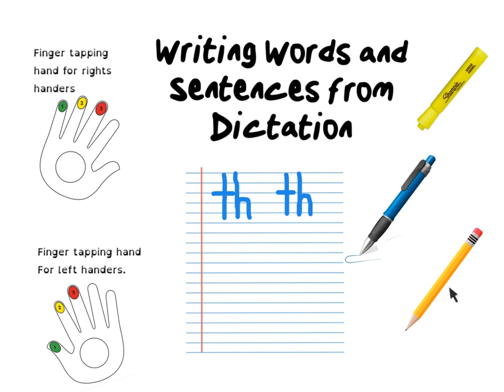Okay, so what you're going to need is a pencil or a pen. And if you have a highlighter at home, it doesn't have to be yellow, so that when we do write our words, we can highlight our digraphs just like that. Okay, you'll also need a finger tapping hand. So if you're right-handed, it should look like that. You can make that yourself. If you're left-handed, you'll want to make one that looks like that. Okay, you ready to go?